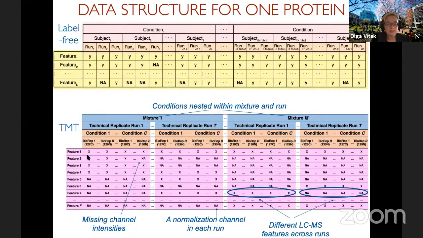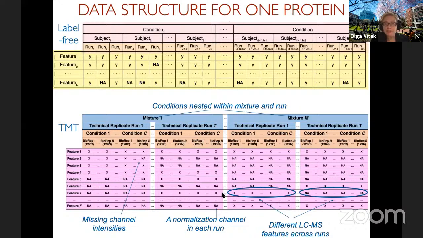So if you look at the values inside the cells, X here means that there is some value present and NA means that no value is observed. Remember in label-free experiments, we were saying that it's often missing because the ion is below the limit of quantification or below the limit of detection. Well, in MSMS, it can be fairly different because maybe the peptide ion was just not selected for fragmentation, or maybe it was not confidently identified by a database search engine.